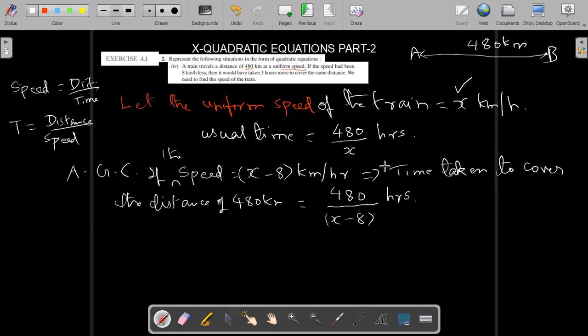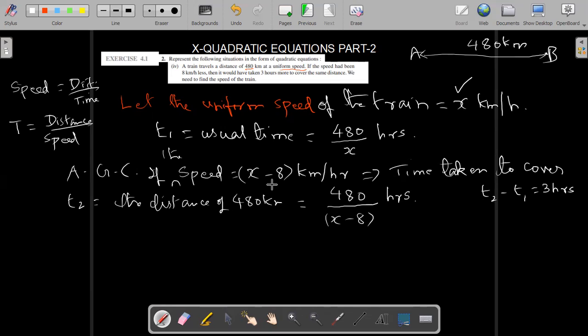Which time will be more? This is very important here. You have two times. Suppose this is t1 and this is t2, where t2 is equal to 480 upon x minus 8. Whenever the speed is reduced, the time will be more. So t2 will be more, and t2 minus t1, the difference between these two times, is 3 hours.